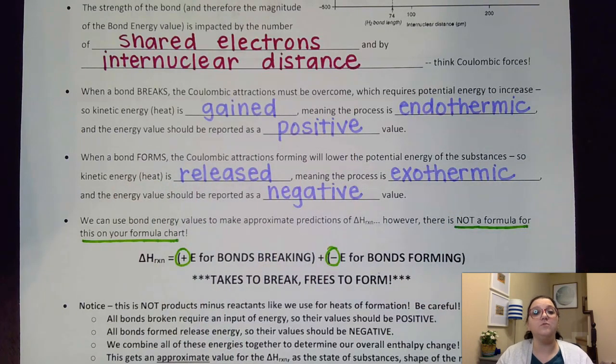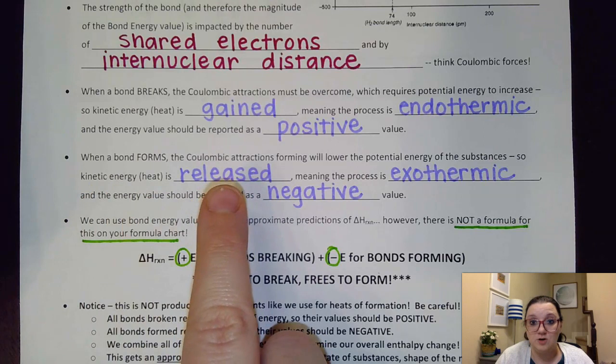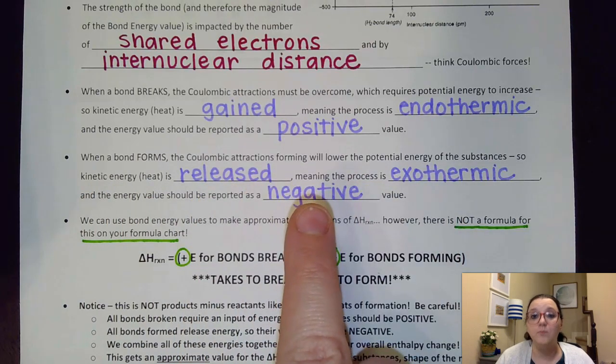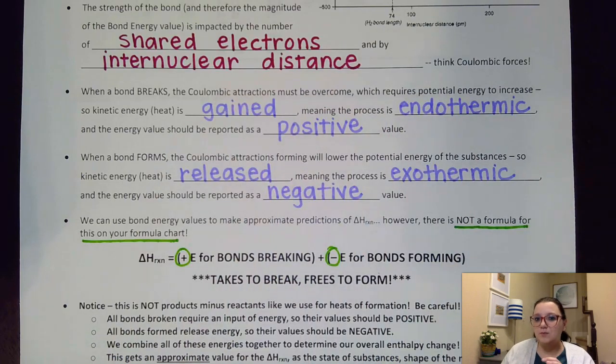If the bond is forming, meaning I'm letting these come back together, what that will do is release our kinetic energy. So the process is exothermic and we would have a negative value. That goes back to that "takes to break, frees to form" idea.